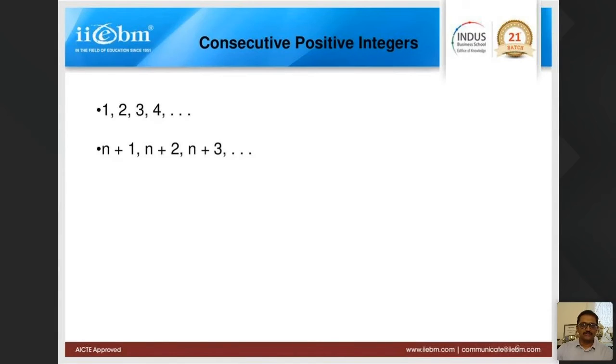Now let us understand consecutive positive integers, which are basically like 1, 2, 3, 4. How can they be represented? If we consider n as a particular number, how can we generate consecutive positive integers? In addition to that number n, we have n plus 1, n plus 2, n plus 3, n plus 4, and it goes on. So these are consecutive positive integers.